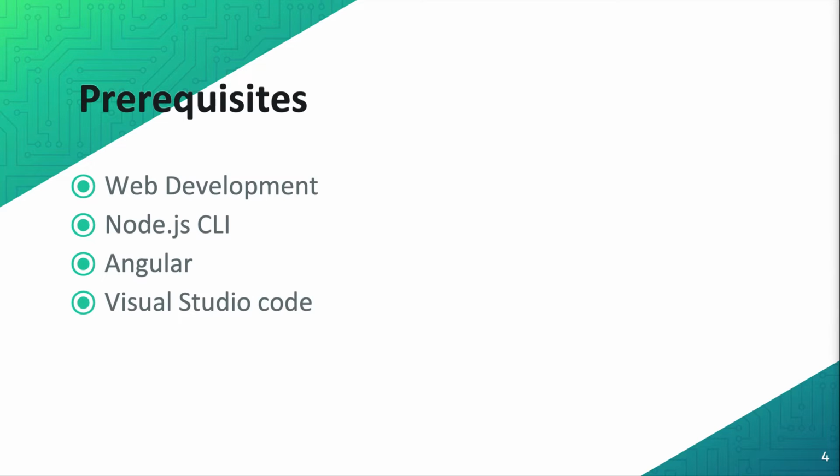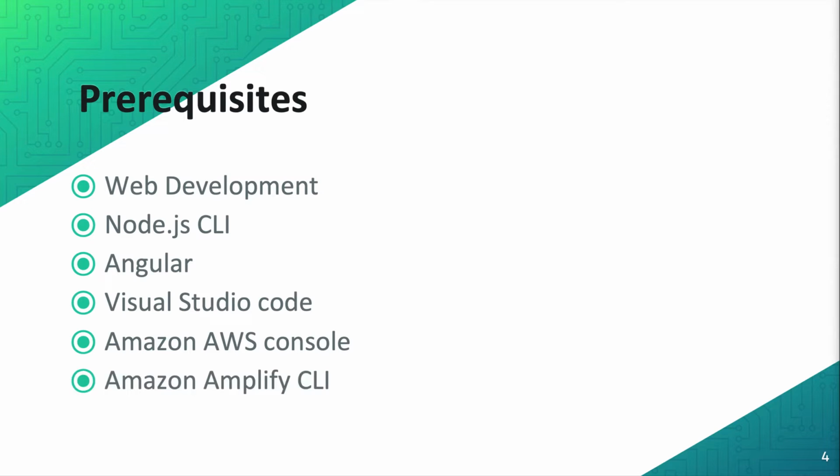To follow this tutorial, you need to have a valid AWS user and access to the AWS console. We will be using the AWS Amplify CLI utility to connect our front end to the AWS backend and provision the required resources. So let's get started.